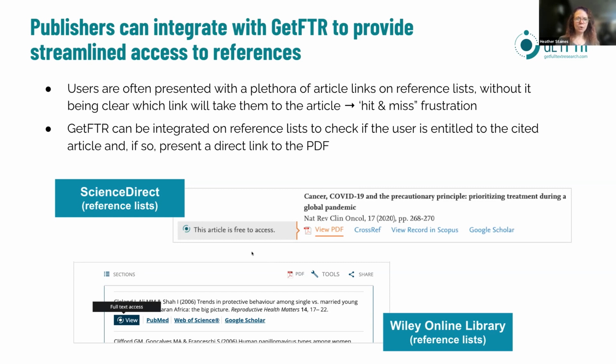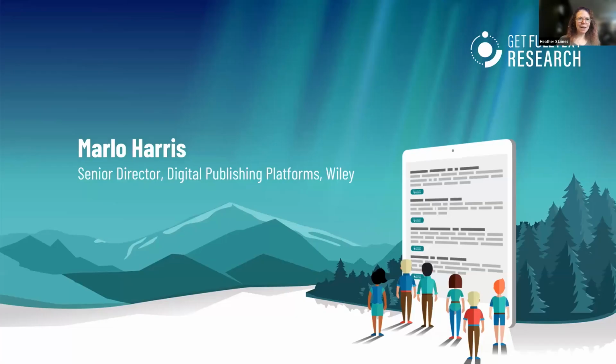The bottom screenshot is an example from the Wiley Online Library reference list. And you can see then also in the hover overview, full text access is provided there. So some great visual cues being provided from publisher reference lists. So it's a very exciting development. We'll hear more about that in just a moment. And I think that's my last slide.